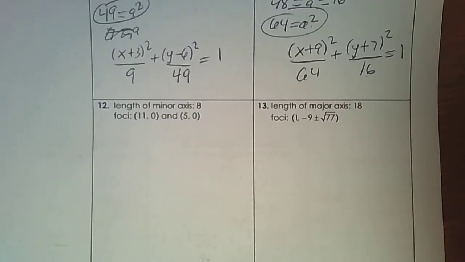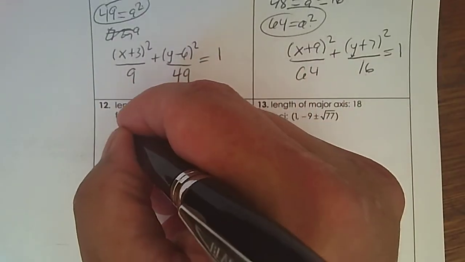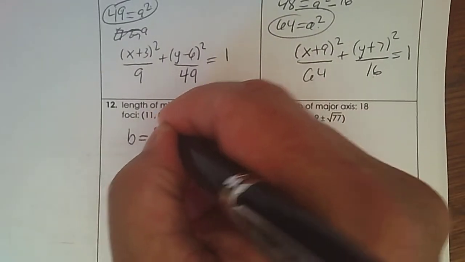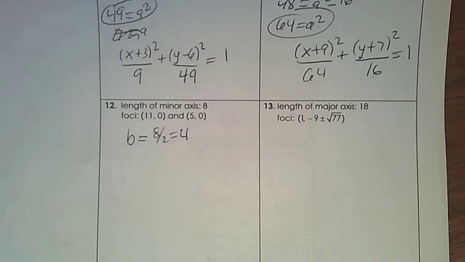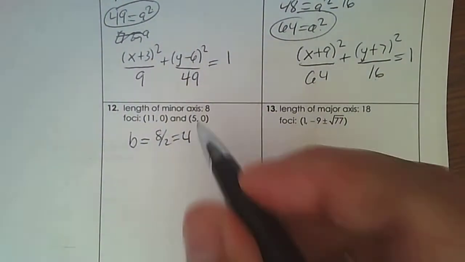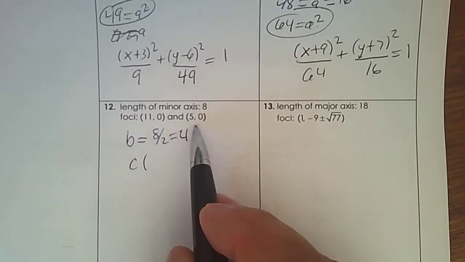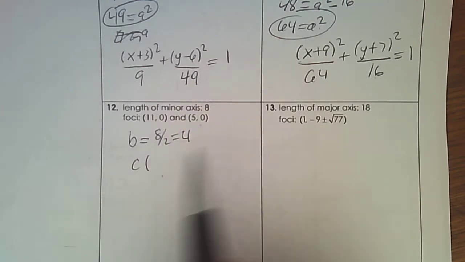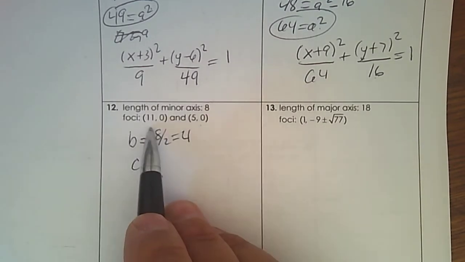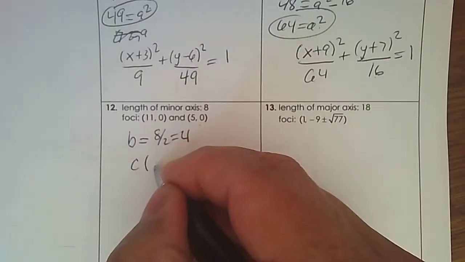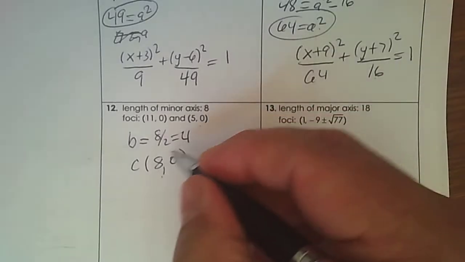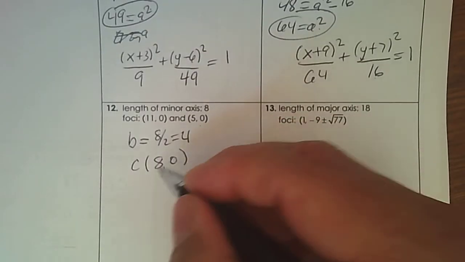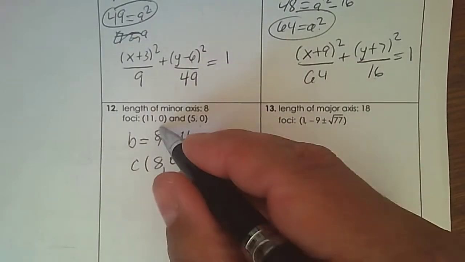All right, 2 more. The length of the minor axes is 8. So if it's minor, it's B. I divide it by 2 and know that B is equal to 4. The foci is going to give me the center. Again, the foci is equal distance to the center, meaning the midpoint of the foci is also my center, just like with the vertices. So I'm going to add and divide by 2. So 16 divided by 2, and then 0. I already know B is 4. I know that the center is at 8, 0.